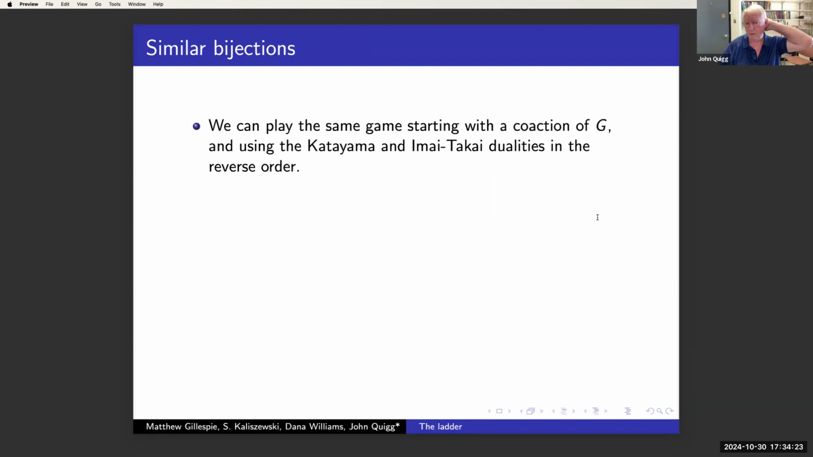There are similar bijections. This is not the only application of this. We could do the dual thing. We could play the same game, starting with the coaction of G on A, and then forming the cross product by the coaction. There's an action on that. We could form the cross product by that action. There's a coaction on that. We could form the cross product by that coaction. There's an action on that.